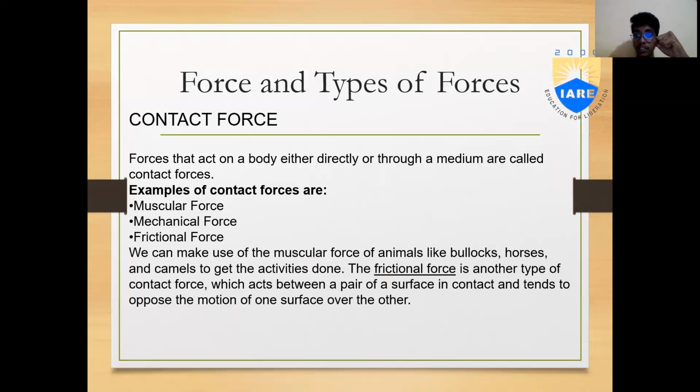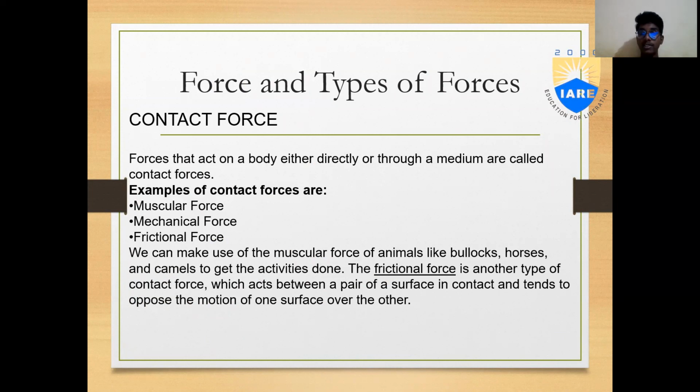For example, if you take this fist and this palm, there is contact between the fist and the palm. This type of force, where I am using my fist to move the palm, is known as a contact force. It includes muscular force, mechanical force, and frictional force. The friction is acting between these two, the mechanical force is with which I am moving, and the muscular force is what I am using with my muscles. Examples of contact forces are muscular force, mechanical force, and frictional force.